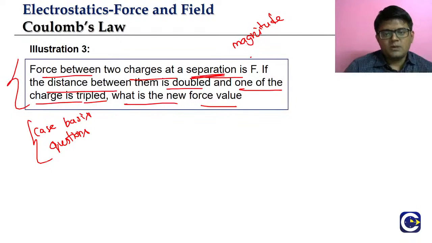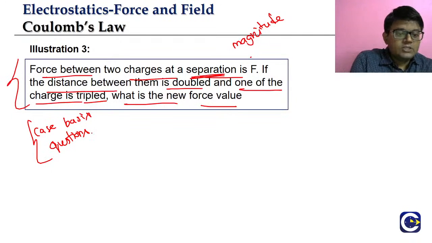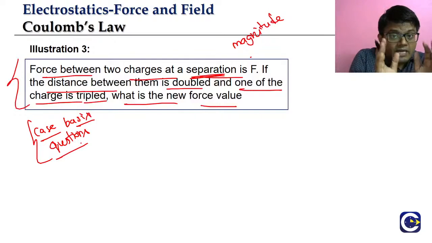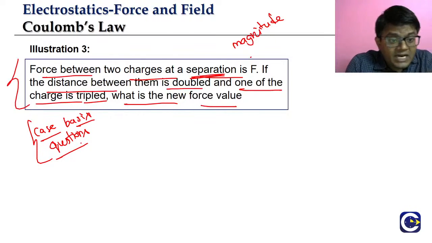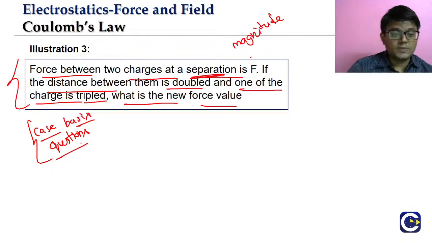How do I approach these problems? Look at this. They will not actually give the values of a lot of data. Here they are saying the distance is doubled and one charge is tripled. They will not give the actual values, they will only give the relations. So how do we approach this?